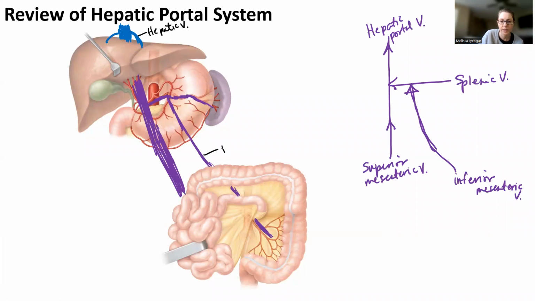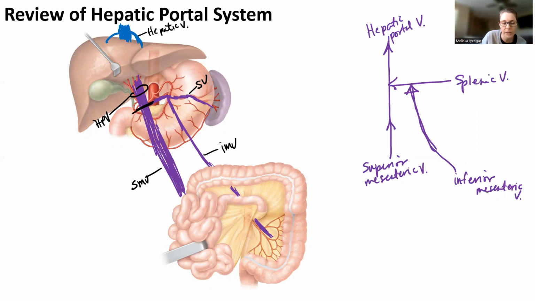So here we have inferior mesenteric vein. Here we have splenic vein. Here we have superior mesenteric vein. And here is hepatic portal vein. This is why I tell you guys, right? This is the cutoff. Everything above splenic is hepatic portal.